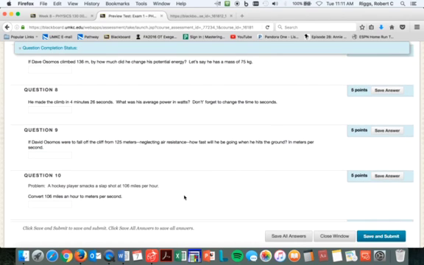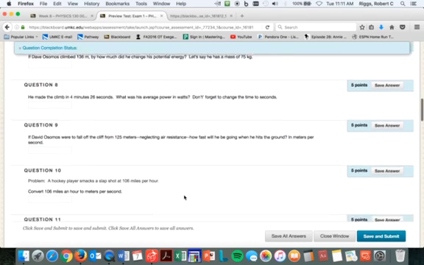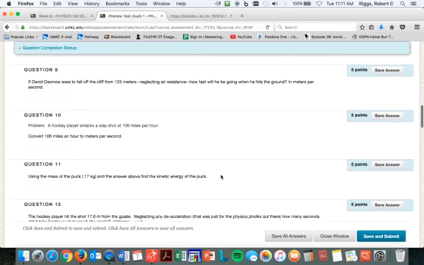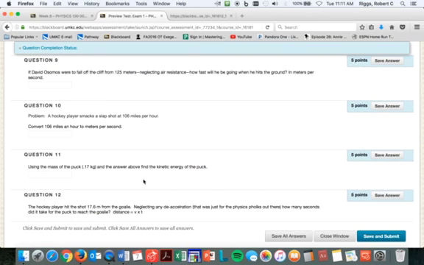He smacks a slap shot at 106 miles an hour. Convert that to meters per second. We've got our nice little conversion thing we can use, or you can do 1609 meters divided by 3600 seconds. Using the mass of the puck and the answer above, find the kinetic energy of the puck. Oh my goodness, I think we've done that. Kinetic energy is 1/2 mv squared.